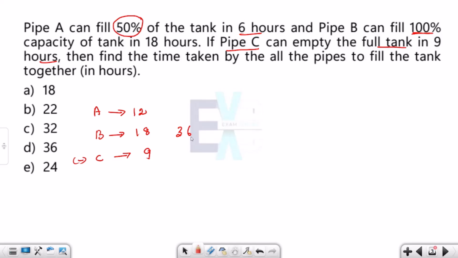Now in 1 hour A will be filling 3 liters. So how to find this 3 liters? 36 divided by 12. So 36 divided by 12 is 3, 36 divided by 18 is 2, and 36 divided by 9 is 4. And this C is like an outlet pipe, that is 4 liters of water is wasted in one particular hour. That means if all the three pipes are opened, in 1 hour how much part of the water is filled? So 3 plus 2 minus 4 will be 1.